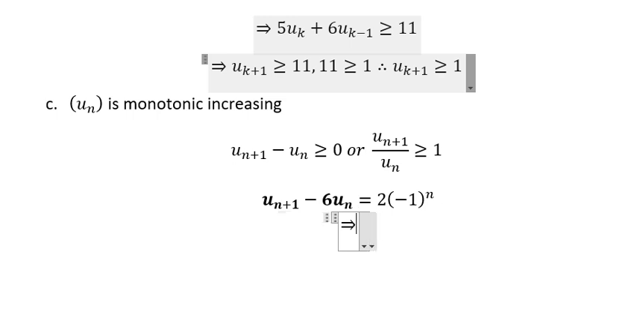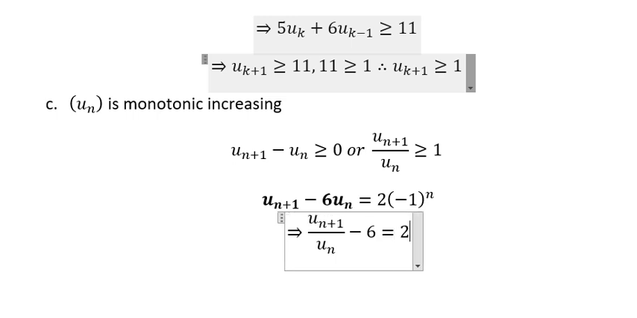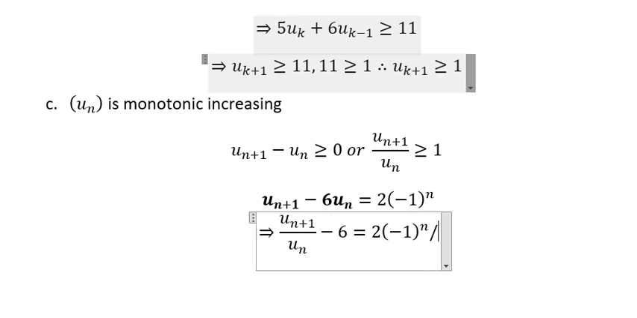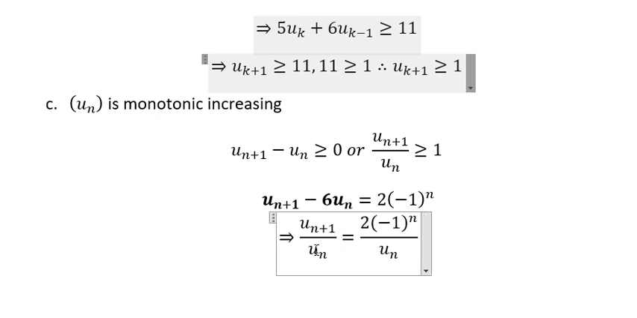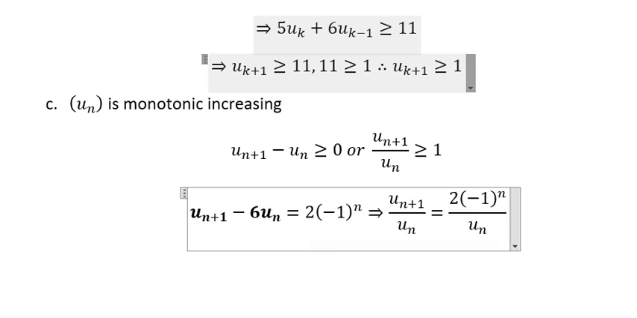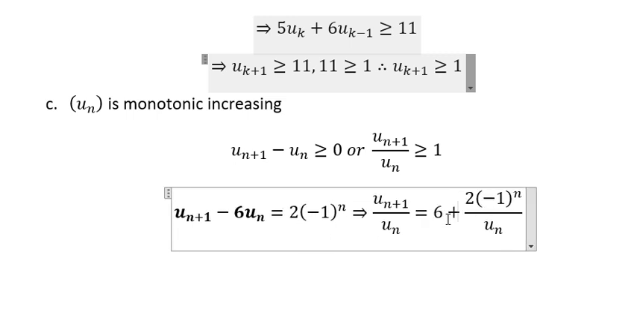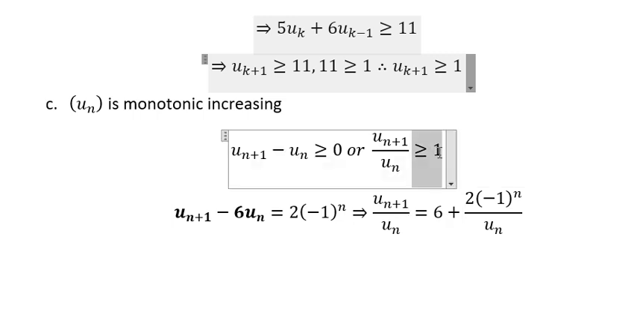Un plus 1 divided by Un, then minus 6 equal to 2 times negative 1 to the n divided by Un. I've just divided all through by Un. Now I'm going to add 6 on both sides. It wipes from the left hand side and then moves to the right hand side to put 6 plus. So I'm trying to show that it is greater or equal to 1.